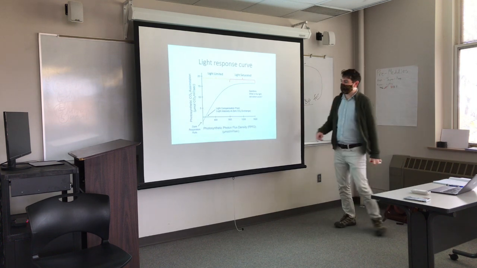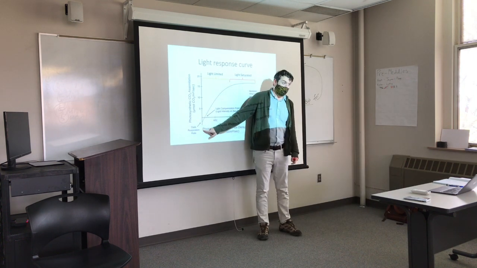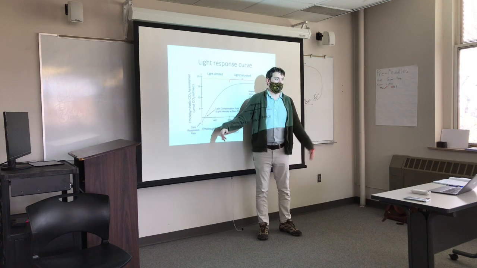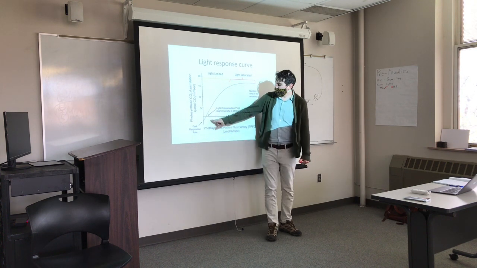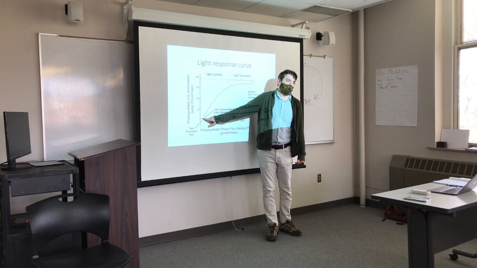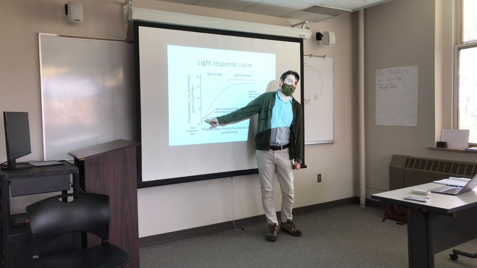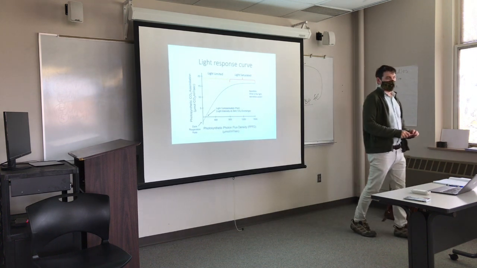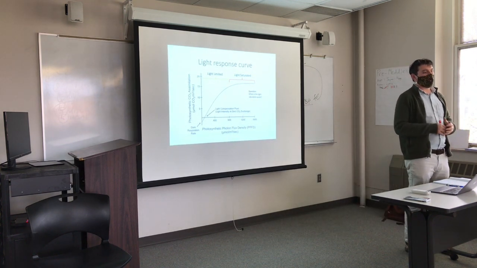Yeah, it's the rate at which CO2 is lost, not taken in, but lost to the atmosphere due to respiration in the dark. So what do you think this intercept is here, where the curve intercepts the x-axis? What does this mean? What's balancing out at that point?